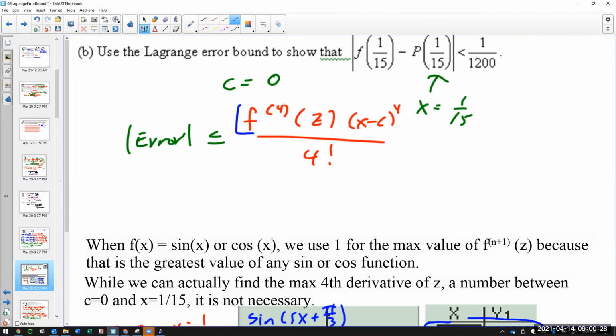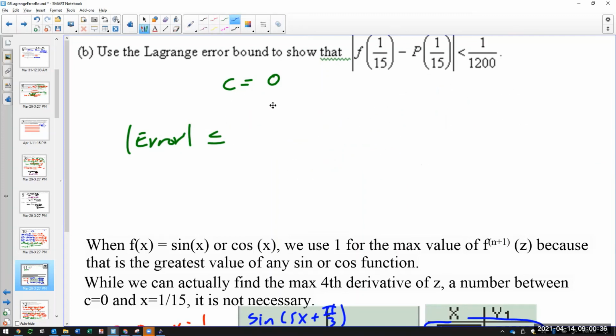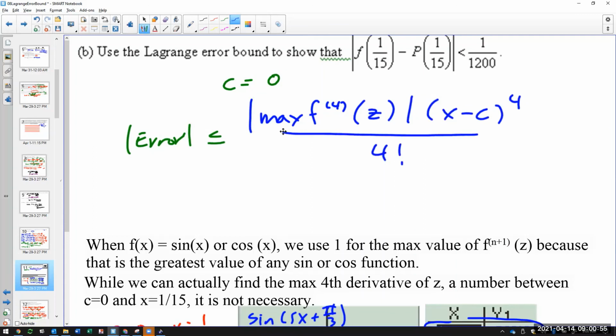And I should say the max, sorry. So this is the max. Okay, actually, let me rewrite this so that this can be neater. For Lagrange, this is the maximum of the next derivative. So this f to the fourth is not a fourth power, it's the fourth derivative of z, absolute value, times x minus c raised to the 4 over 4 factorial. You just go to the next term, all right?